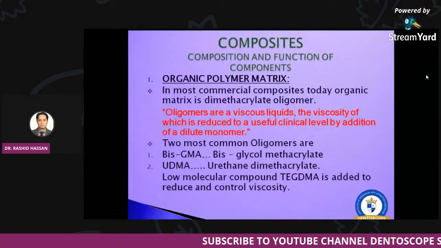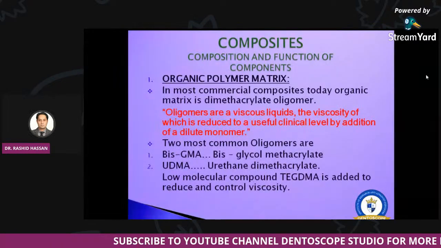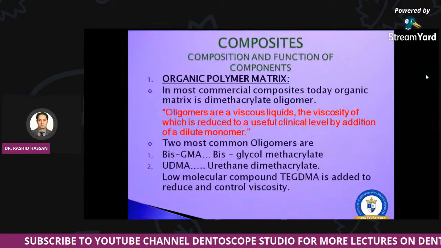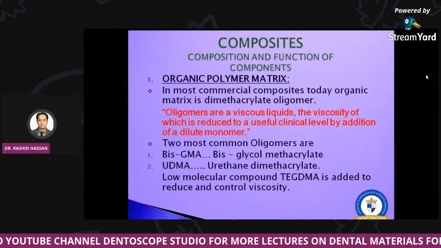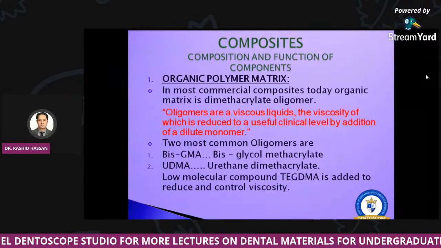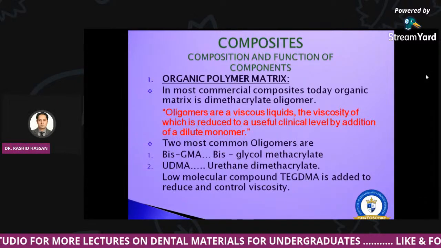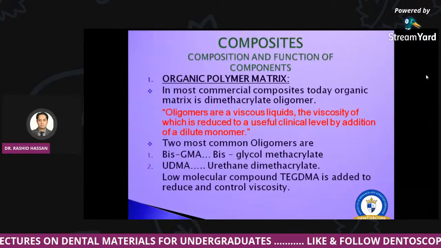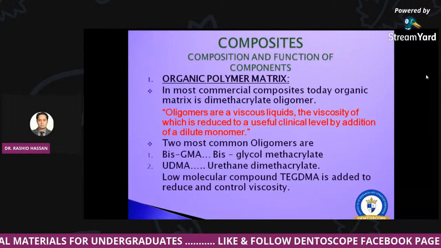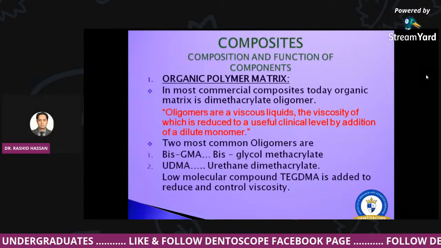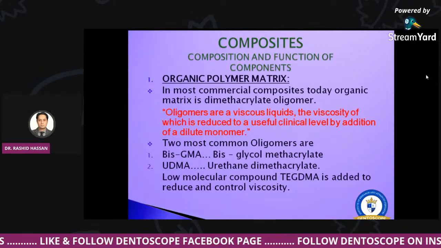I will talk about it in a couple of minutes. So, the two most commonly used oligomers in dental composite can be bis-GMA, commonly called bis gamma, or urethane dimethacrylate. So these two oligomers are most commonly used.